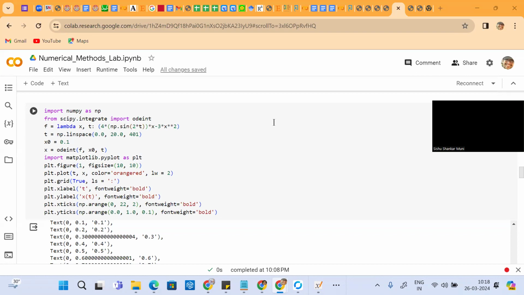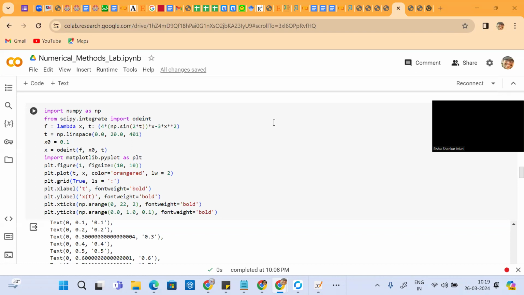Okay. So as you can see, I'm defining f. First step is to define f. All right. Then I'm setting the time span. T equals np.linspace 0 to 20. Here, I have taken 401 steps. Up to you, you can take 1000, but it will be time consuming. 100 also you can take, whatever. Till now it is okay. Yes. The starting value x naught is 0.1.